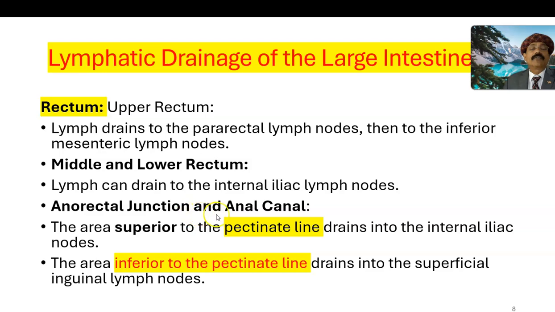From the anorectal junction and anal canal, the area superior to the pectinate line drains into internal iliac lymph nodes. The area inferior to the pectinate line drains into superficial inguinal lymph nodes.